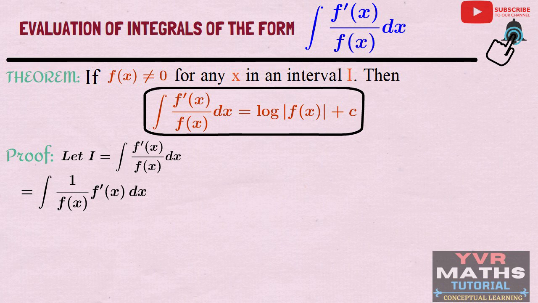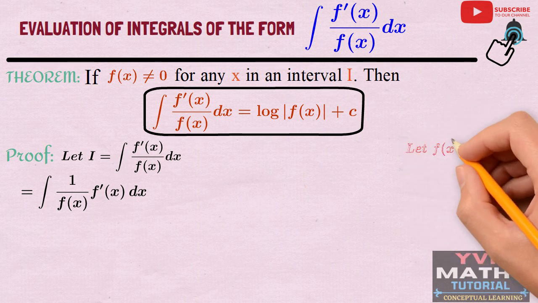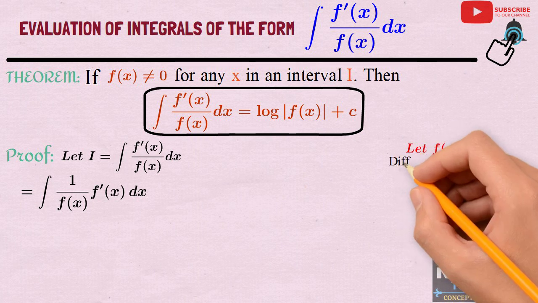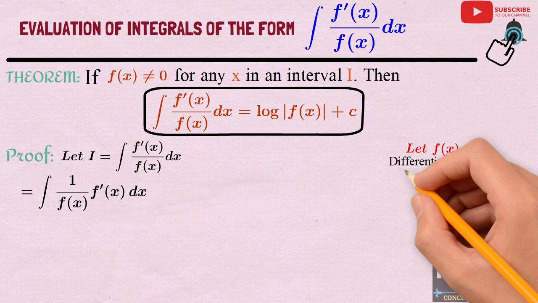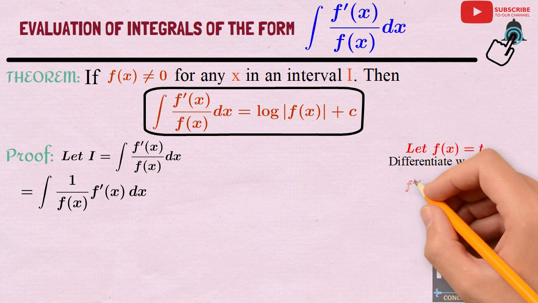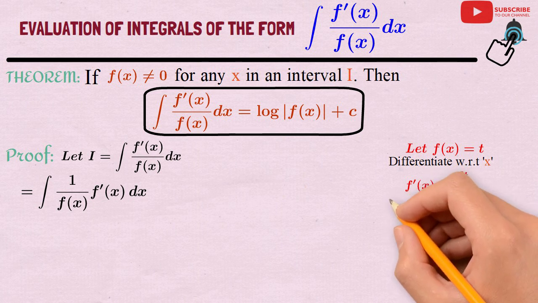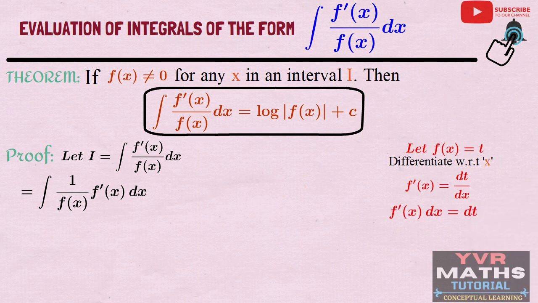Now substitute some part of integrand as another variable such that its differentiation exists in the integrand. So let f of x is equal to new variable t. Then differentiate this one on both sides with respect to x. Then what we will get? f dash x is equal to dt by dx. Cross multiply this one, then the next step is f dash x into dx is equal to dt.